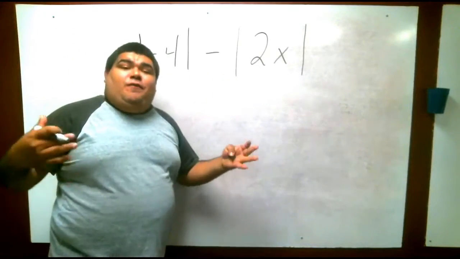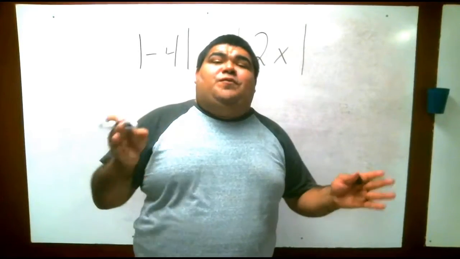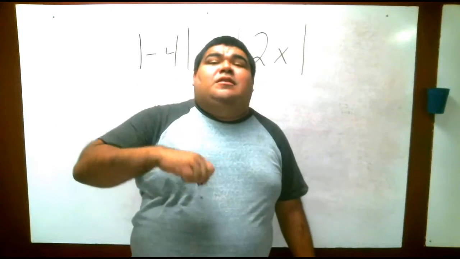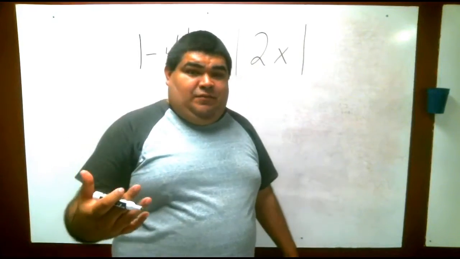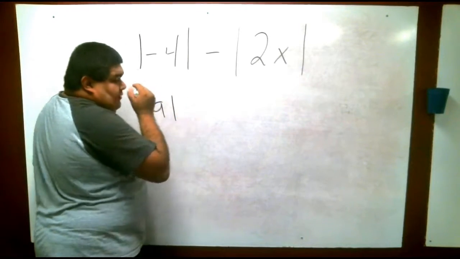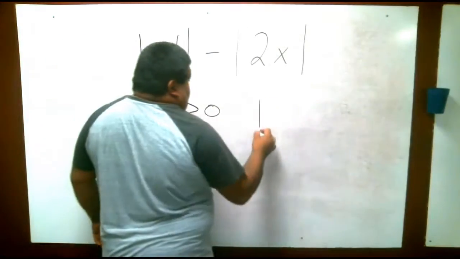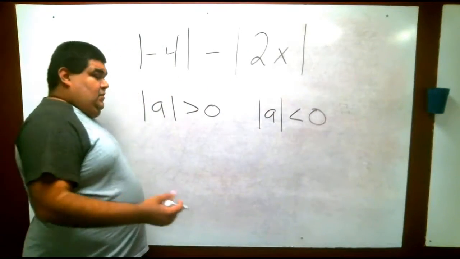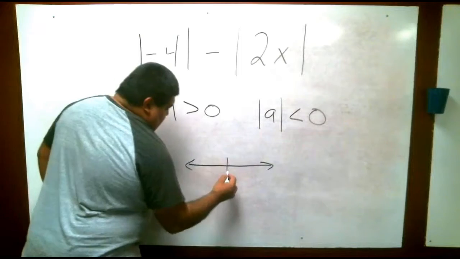That means how far is it from 0, okay? Which means that if you go from right to left, okay, it's negative. If you go from left to right, it's positive, okay? Meaning that if A is greater than 0, it's positive. If A is less than 0, it's negative, okay? Meaning that in your timeline, you have 0.